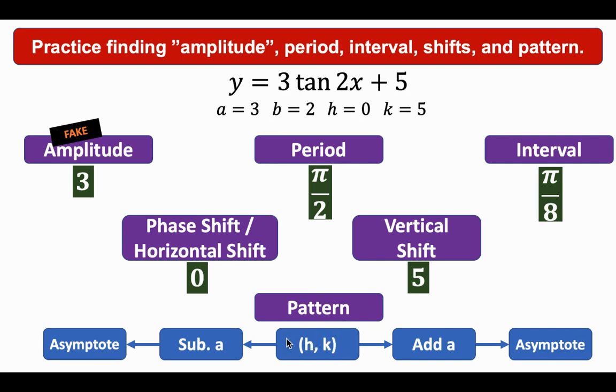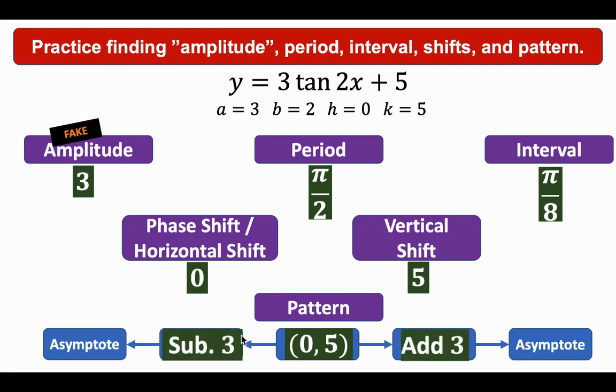So my pattern is I start off with H, K, so it's going to be 0, comma 5. Then from there, as I move to the right 1 interval, I'm going to add A. So I'm going to go up, the amplitude's 3, so I'm going to go up by 3, and then I'm going to go down by 3.